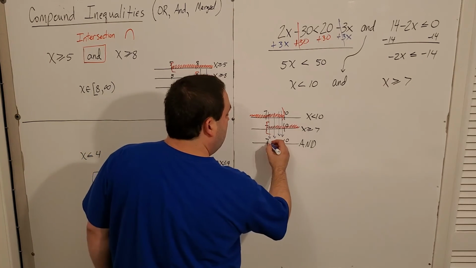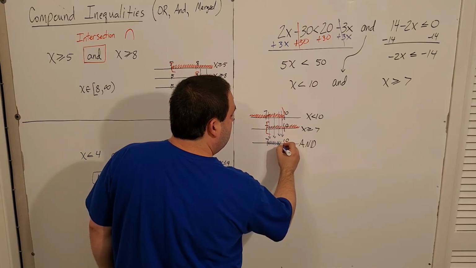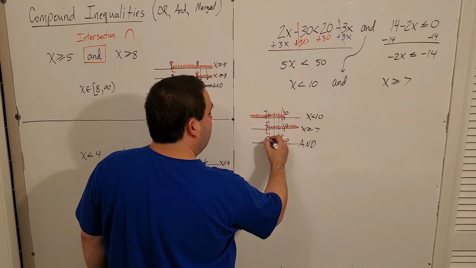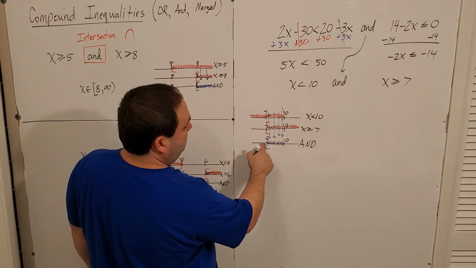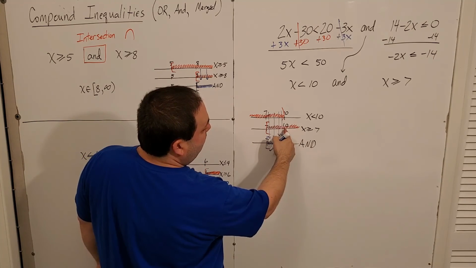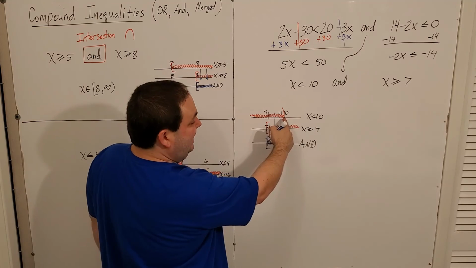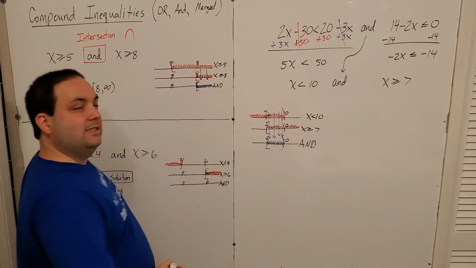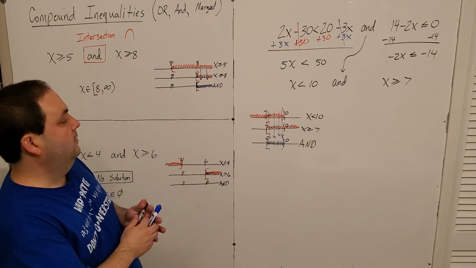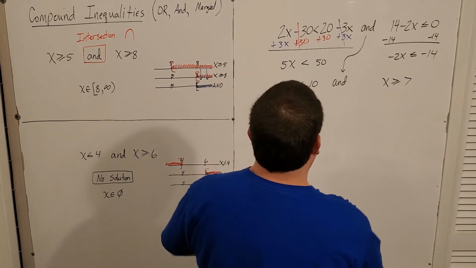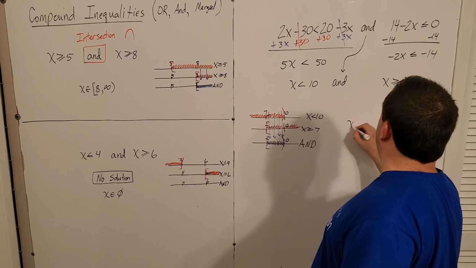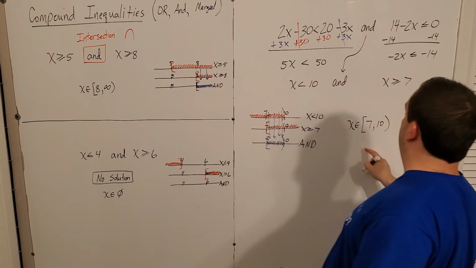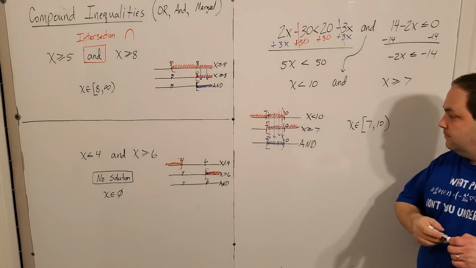So what's my solution? It's everything in between 7 and 10 here. Notice the one with the bracket is actually in both, so I have a bracket. And then here, the 10 is in the bottom one, but technically the 10 is not in the top set there. So I have to put a parenthesis on that one because it's not in both. So then what is the solution set here? I have to say that x is an element of the set of numbers between 7 and 10, including 7.